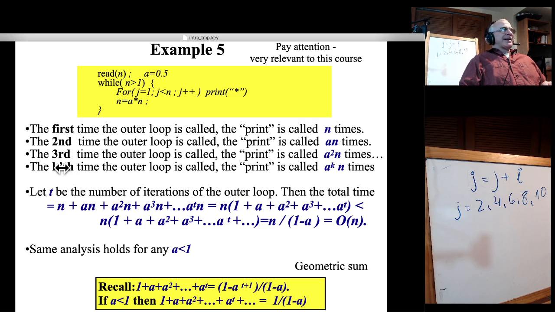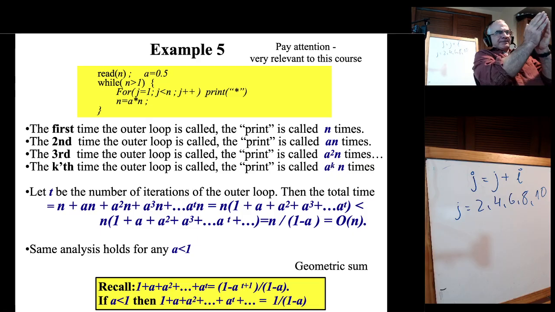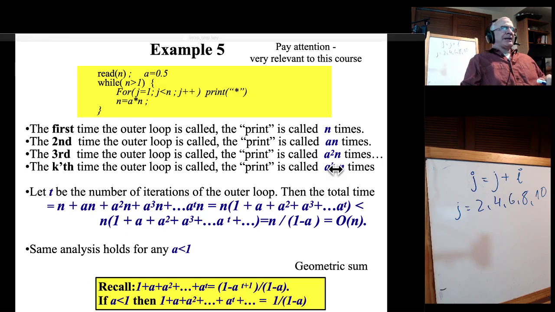What happened in the kth iteration, k equal 4, 5, 6, etc.? I'm printing A, k many times, times N. Each time it lost 50% of its value, so I'm left only with half times N. How many times half? Well, depending on what K is. It's A to the power of K times N. That's how many stars you're printing in the kth iteration.